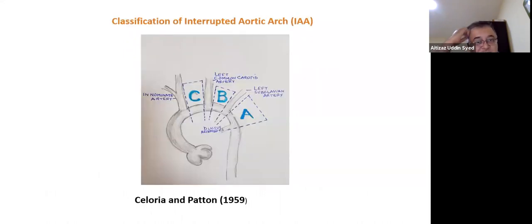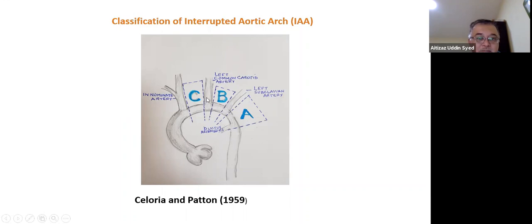I tried to draw this cartoon because, even though this is an easy classification of interruption, the Celoria and Patton classification from 1959, and as surgeons we use it, we usually get confused: where is A and where is B? The B is in the middle, that's okay. But A is distal to the left subclavian artery. Interruption distal to the left subclavian artery is A. Interruption between the left subclavian and left common carotid is B.